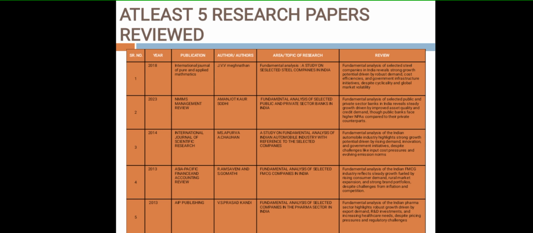Example, the first one is Fundamental Analysis, a study on selected steel companies in India. The author of that research paper is JVV Meghnathan, and the publication is the International Journal of Pure and Applied Mathematics, issued in 2018. By reading that research paper, I made a review, or we can say a summary: fundamental analysis of steel companies in India reveals strong growth. That means the research paper's data explains that our Indian steel companies' growth is very high.